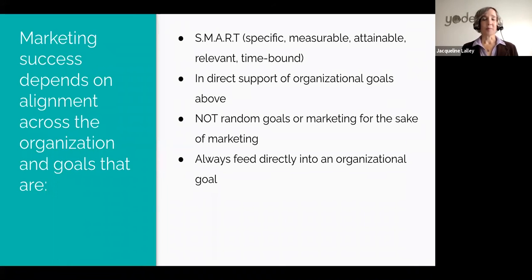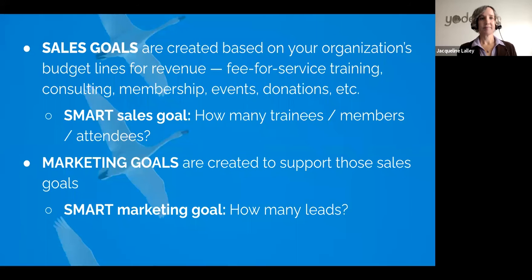They should be in direct support of the organizational goals that we just talked about. So those goals for revenue for the organization, the marketing goals need to support those, and we're going to show you a couple of tools for making that happen. What we don't want is to set random goals or do marketing for the sake of marketing. One of the things that can be useful in setting marketing goals is past performance and past goals, but we don't want to rely entirely on those things because that's just doing it the way we've always done it because we've always done it that way. We always want to feed directly into an organizational goal with our marketing goals.